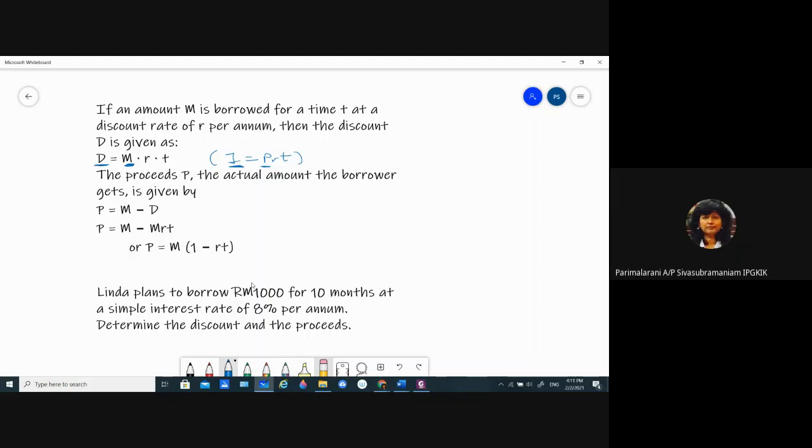But some banks, they don't give you an interest rate, they give you a discount rate. That means you borrow 1,000, the discount rate is 10%, so it calculates 100. So the bank gives you 900 ringgit only. They've already taken out the discount. When you pay back, you pay them back 1,000 ringgit. Can you understand that concept?